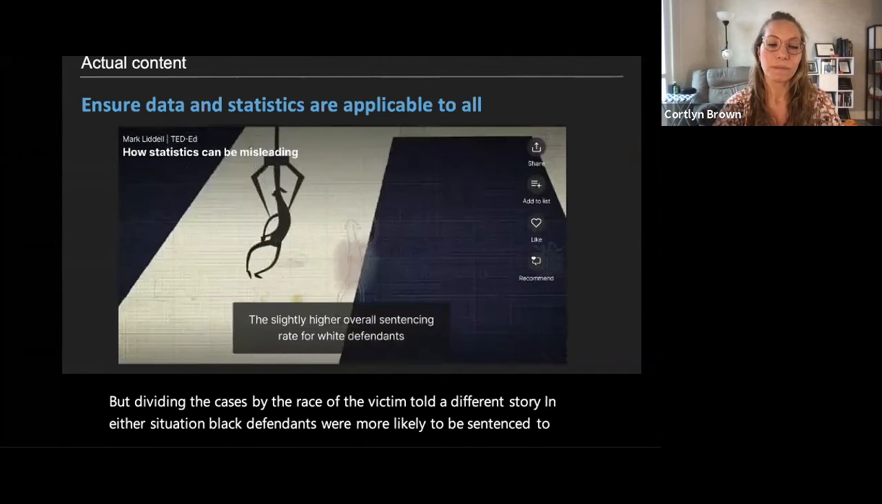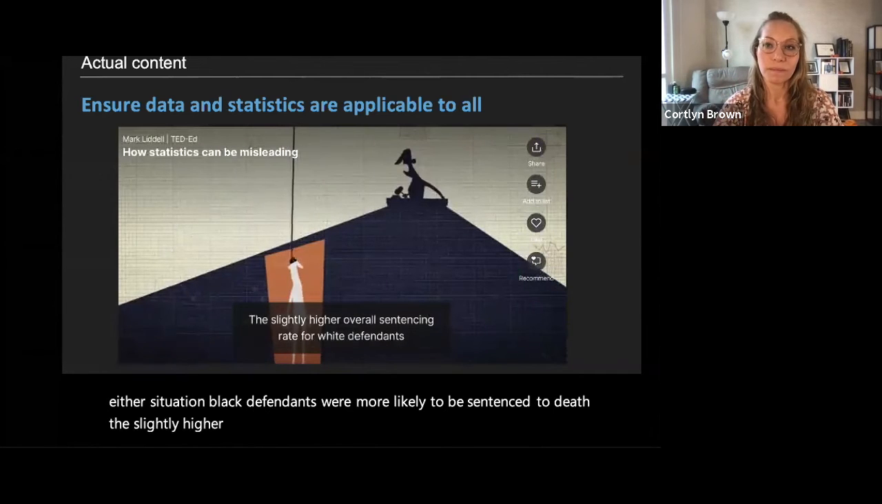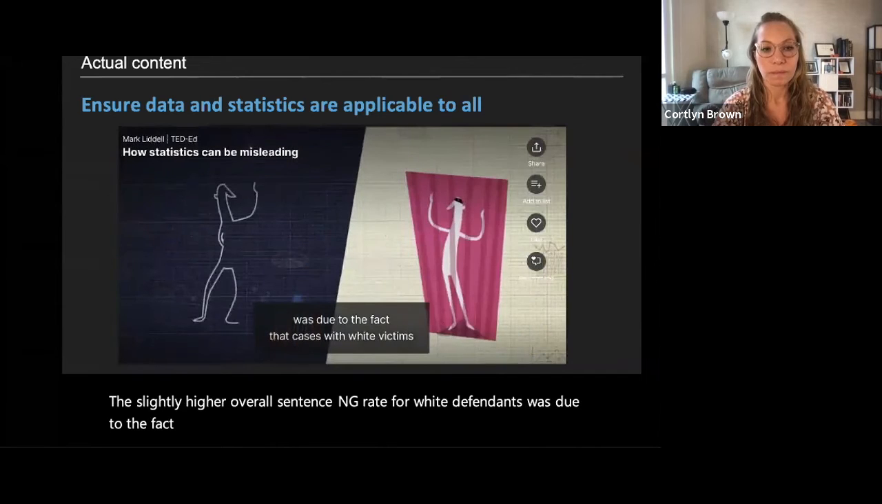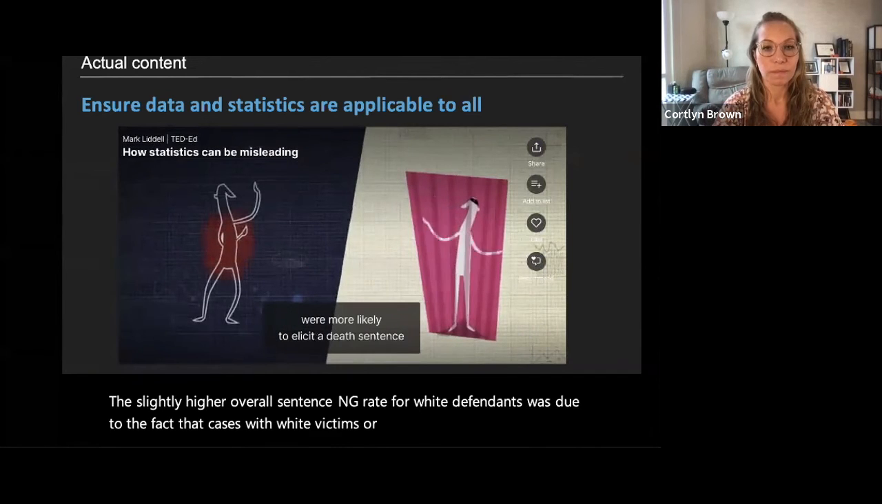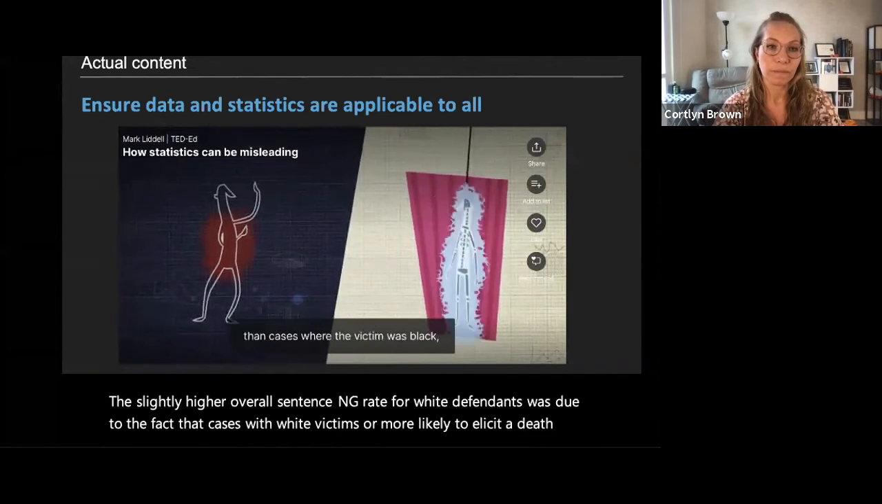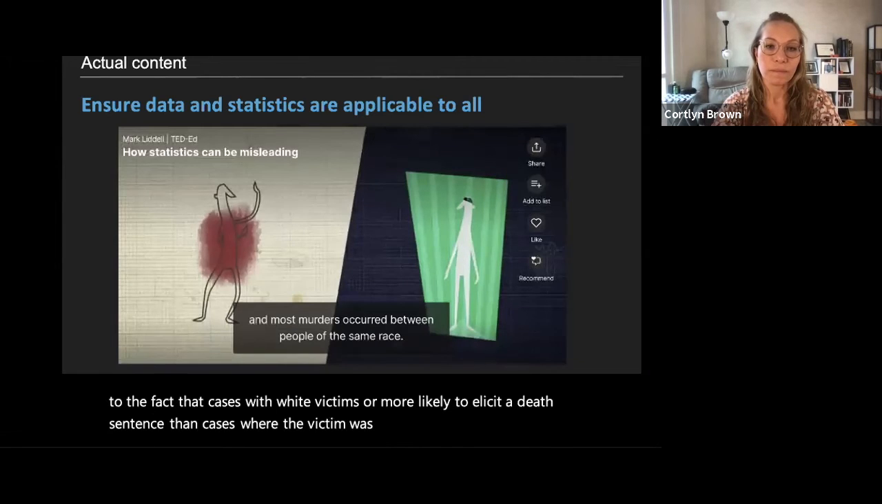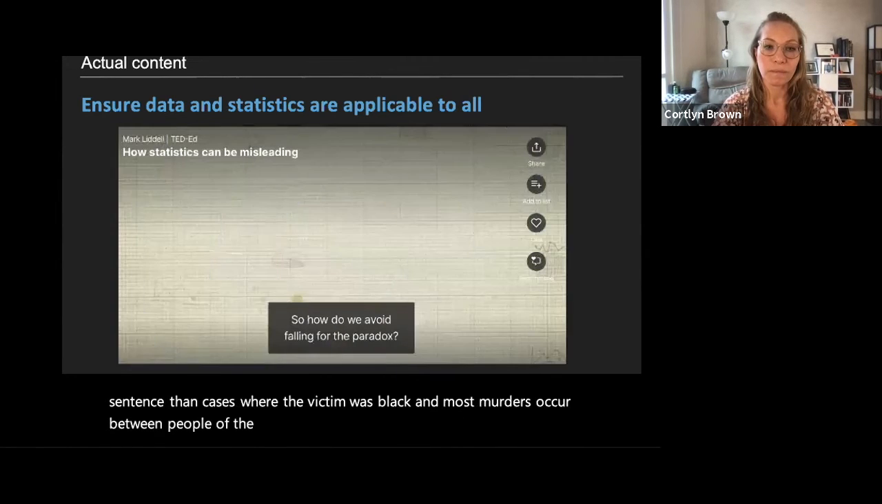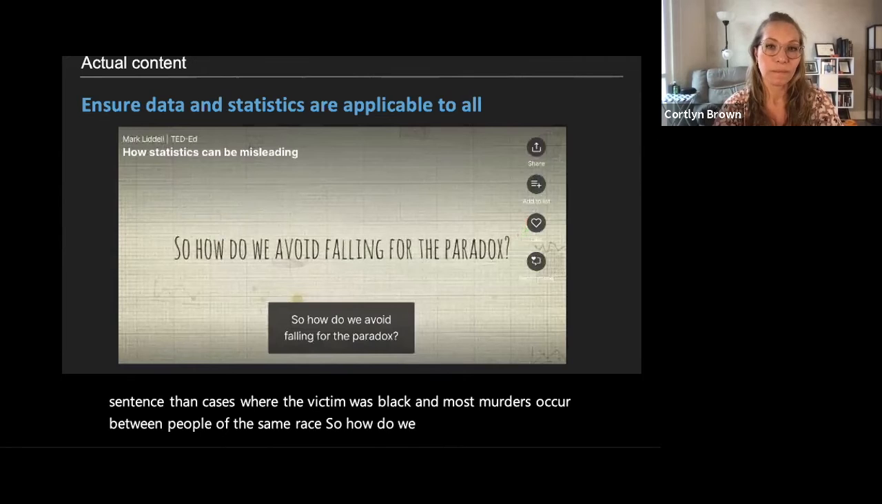The slightly higher overall sentencing rate for white defendants was due to the fact that cases with white victims were more likely to elicit a death sentence than cases where the victim was Black, and most murders occurred between people of the same race. So how do we avoid falling for the paradox?